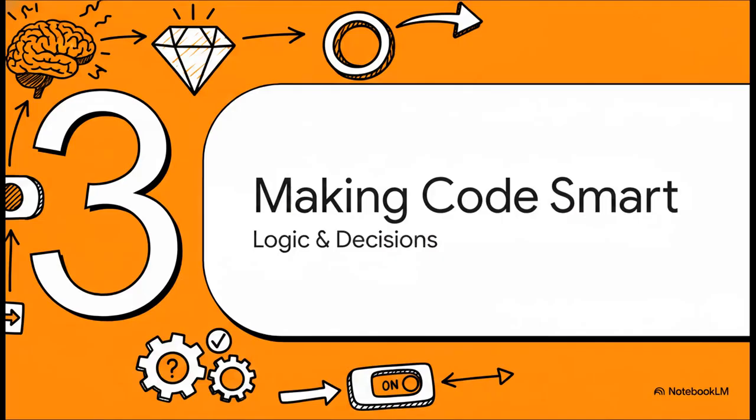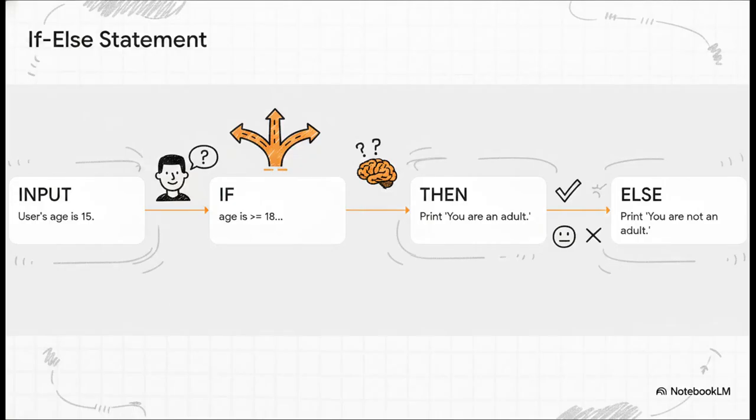All right, so we've got our blueprint, and we've got our data containers. Now it's time to give our program a brain. It's time to add some logic, some decision-making power. And this is the classic if-else statement. I want you to think of it like a fork in the road for your code. The program checks a condition, in this case, is the age 18 or older? And then it performs a different action depending on whether the answer is yes or no. This is the main way programs make decisions.